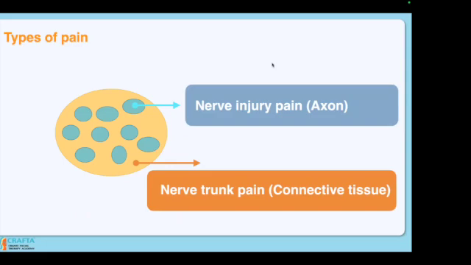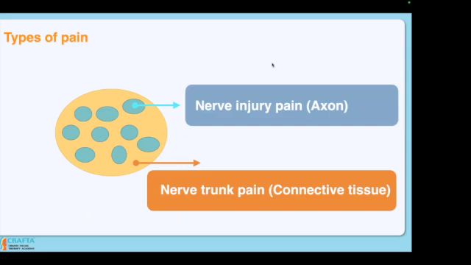The other one is more the nerve trunk itself. So let's say here the yellow, the orange area. That's more the trunk of the nerve. So we don't talk about axon here, but the nerve trunk itself, and also the connective tissue. That means also a little bit the surroundings around the nerve itself.